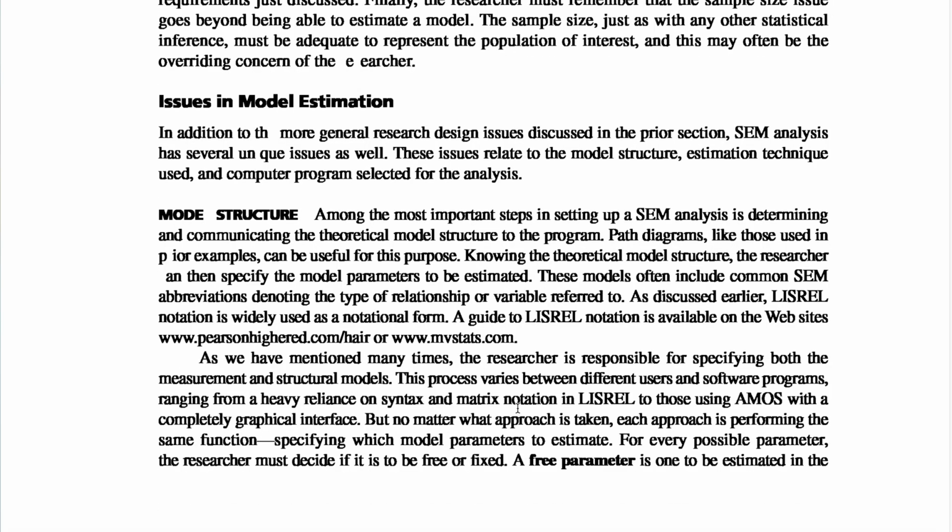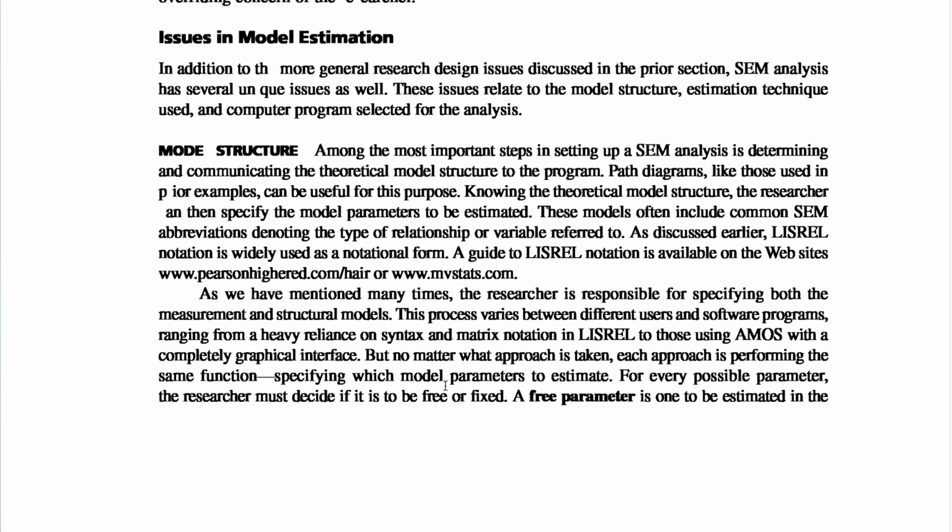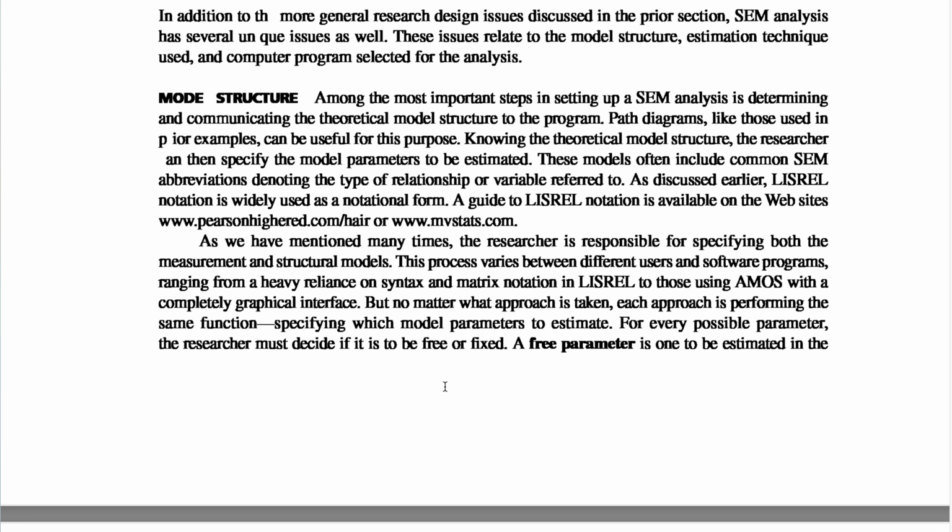Let's talk about the issues in model estimation. In addition to the research design issues discussed in the prior section, structural equation modeling analysis has several unique issues as well. These issues relate to the model structure, the estimation technique used, and the computer programs selected for the analysis. Model structure: among the most important steps in structural equation modeling analysis is determining and communicating the theoretical model structure to the program.